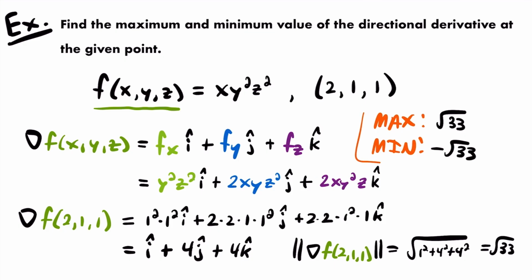Okay, that would be my final answer to this example. The maximum value is always the positive magnitude of the gradient vector, and the minimum value is always the negative magnitude of the gradient vector. And so with that, we have completed this example, and this was also the last example for this video.